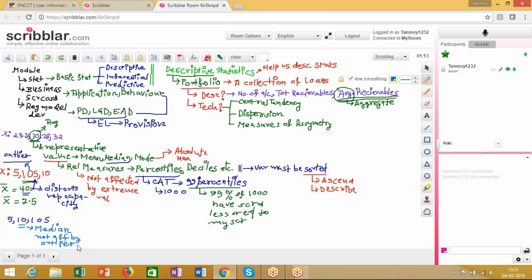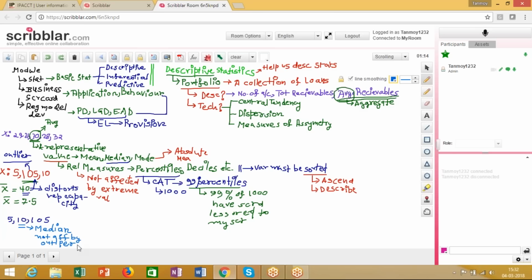Now, the question that comes up is, in risk, so we are talking about credit risk over here, right? In risk, which is the better measure of central tendency to use? And why is it that even when median is available, we have to report average values as well? So how does this work out? What is the advantage of median over mean, or what is the advantage of mean over median, right?